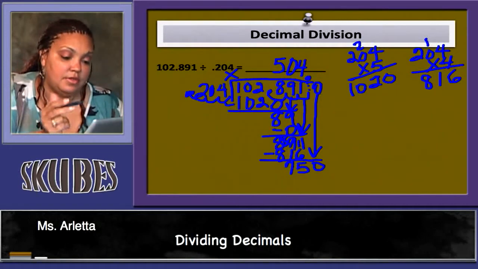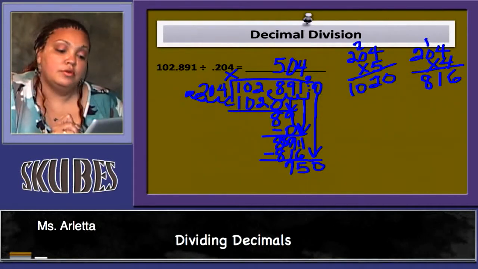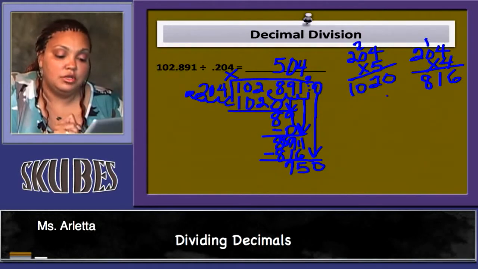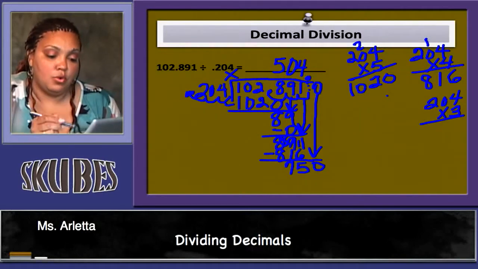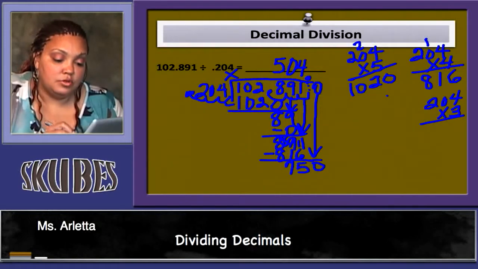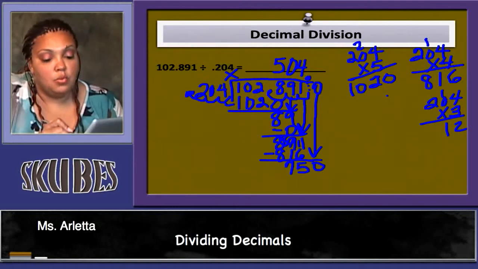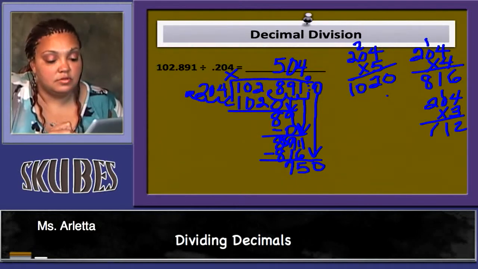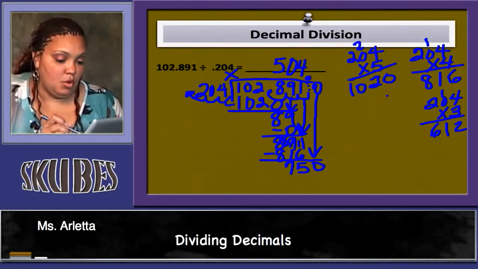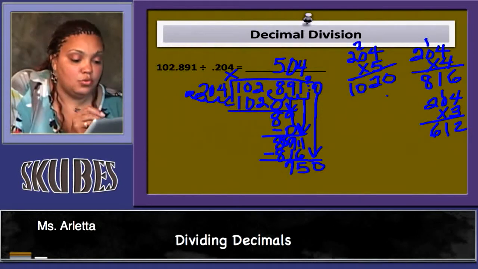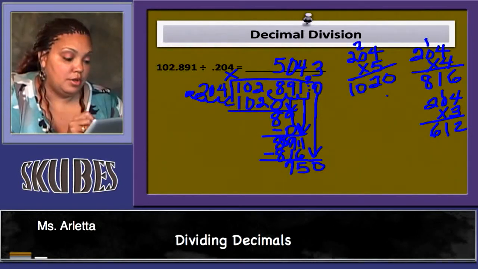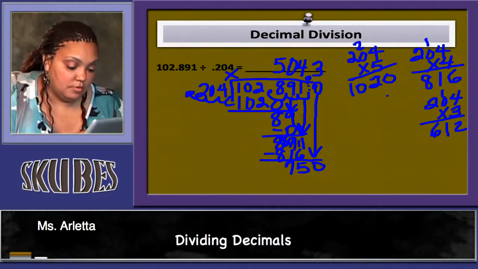204 goes into 750. If 204 times 4 is 816, then we can try 204 times 3, one number lower than the 4, and see if that works. 3 times 4 is 12. Carry your 1. 3 times 0 is 0 plus the 1 makes 1. And 3 times 2 is 6. 612. Okay, we know that the 3 is a little bit lower than the 750. However, the 4 is too high, so 3 would be your number to go with. 3 times 204 is 612.